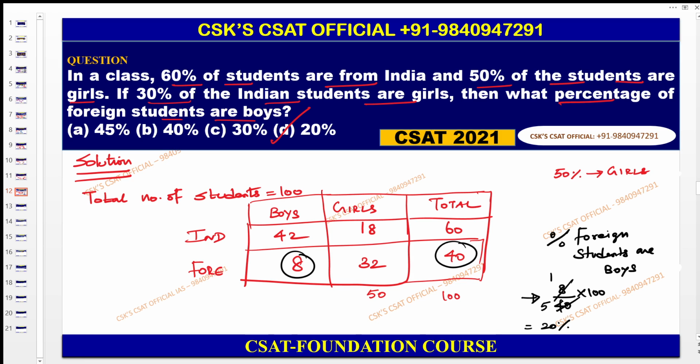What is the total number of girls? 30% of the girls are Indian. 30% of Indian students are girls. Yes. So how many Indian students are there? Total Indian students: 60. What is 30% of 60? 18. That's it. Okay, sir. Understood? Okay, fine. Next one.